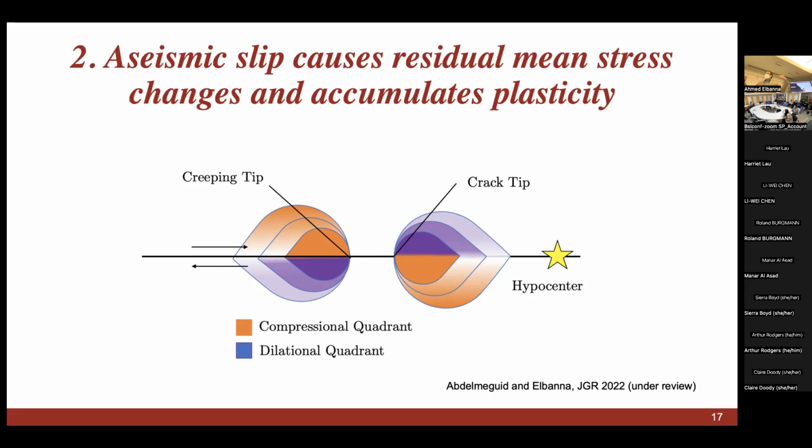And in general, as the creep migrates through the locked patch, it also causes its own changes in the mean stress. So that's something we have to keep in mind: a dynamic rupture in the sequence simulation, each one of them, starts in a different stress state that depends on the history of the deformation.